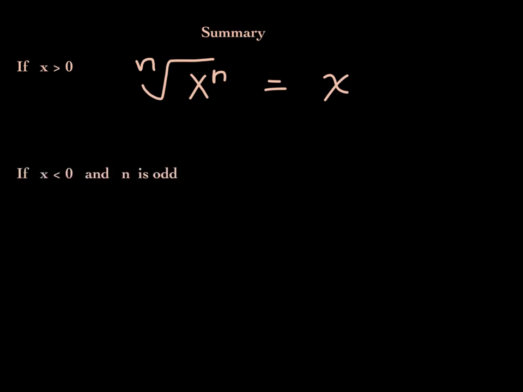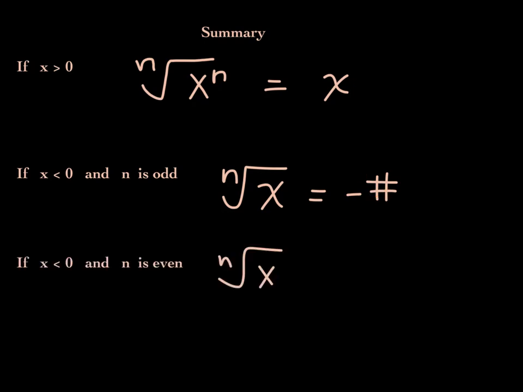Now, if x is negative, so the radicand here is going to be negative, and n is odd, where n is your index, so you're finding an odd root, like a cube root or a fifth root or seventh root, and your x value is negative, then this is what we found: the nth root of x is a negative number. So this is negative and this is odd. Then your odd root is going to be a negative number.